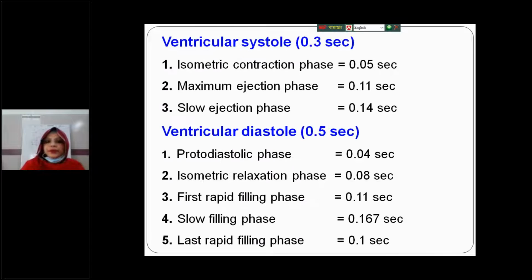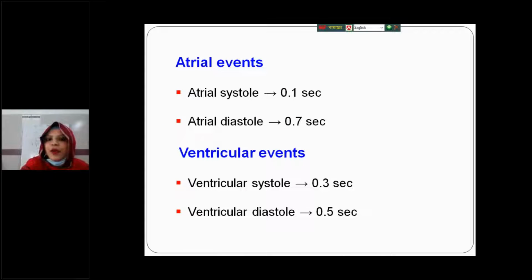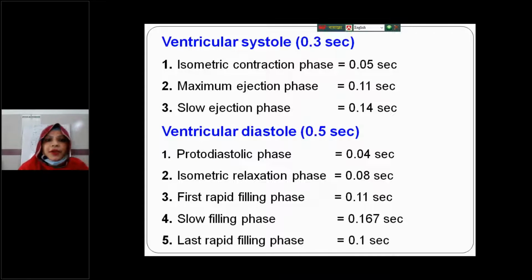Now, details. In the atrial event, there are no phases. Atrial systole and atrial diastole have no phases present. But under the ventricular event, ventricular systole and ventricular diastole are divided into different phases. Ventricular systole, which you already know is 0.3 second, is divided into three phases. First phase is the isometric or isovolumic contraction phase, 0.05 second. Number 2, maximum ejection phase, 0.11 second. Number 3, slow ejection phase, 0.14 second.